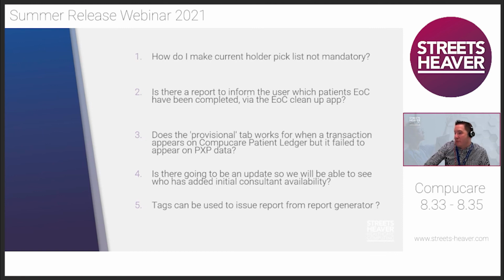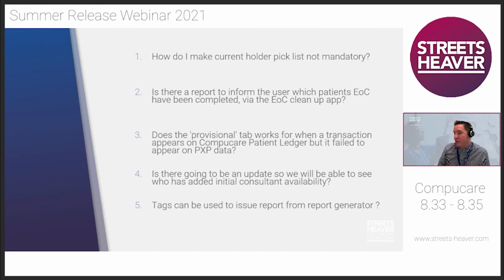So no, the provisional side hasn't been designed for that. It's just for when we haven't had successful confirmation. But if we have and then it later appears not, then you have to do a normal adjustment like you would have anyway. So, okay, looking at question 4, is there going to be an update so we'll be able to see who has added an initial consultant availability?